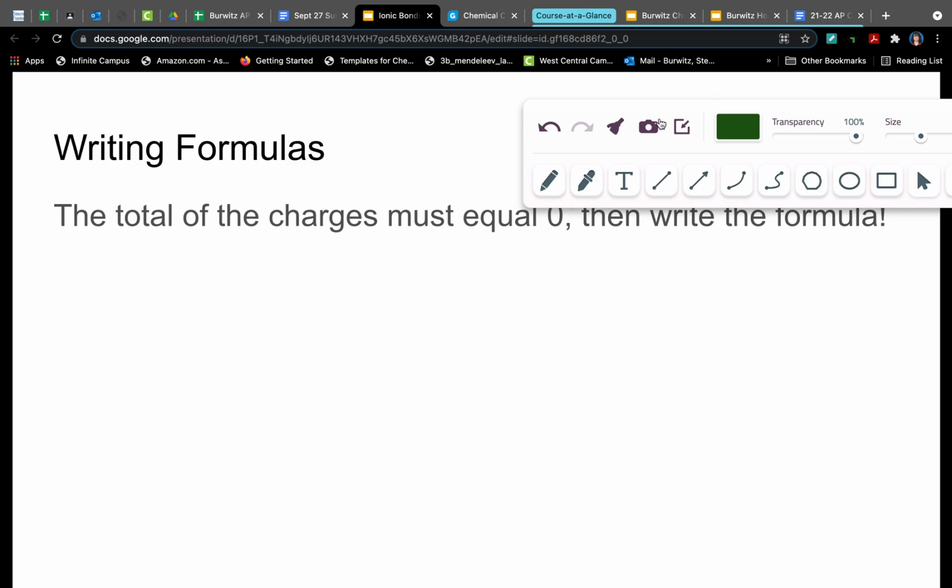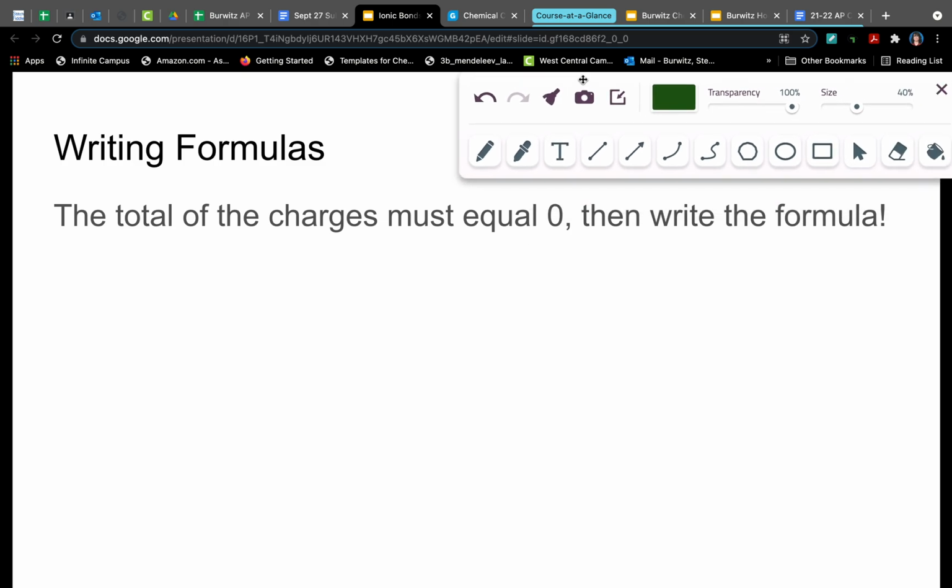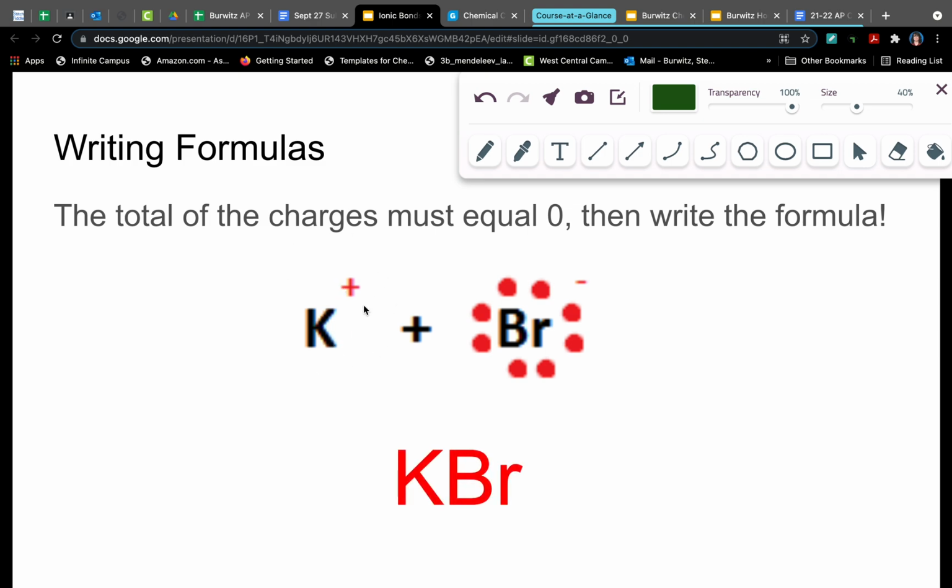Okay, writing formulas. The whole goal, which you should have seen in your POGIL yesterday, is that we want our total charges to equal 0. We will write the formula in such a way that our total charges do equal 0. For example, here we have a +1 with potassium and a -1 with bromine. And so to write it, we would have KBr.